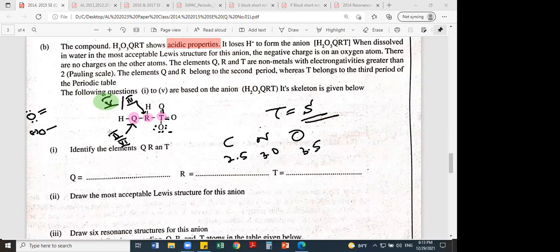Because since electronegativity is greater than 2, this should be period 2, second period elements, and they are non-metals.